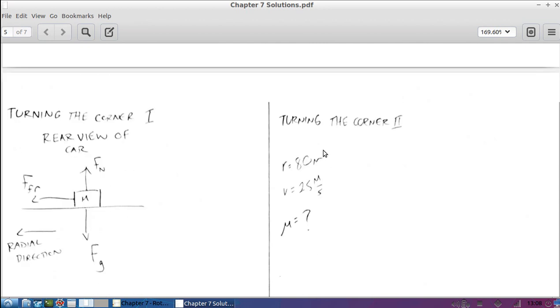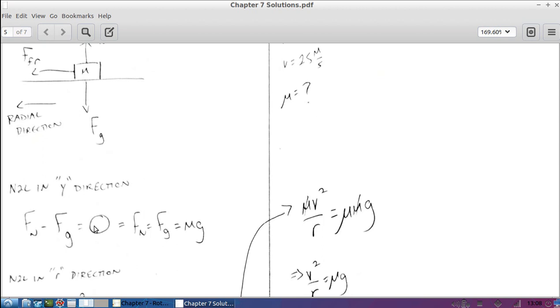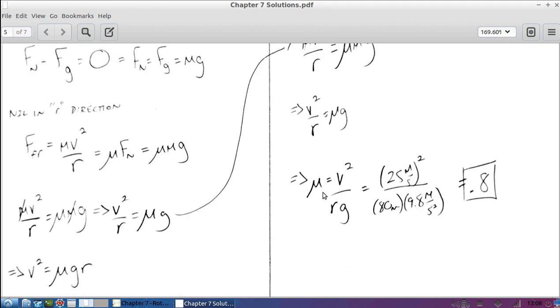So it's nearly identical, right? It's the same type of problem, same free body diagram. Newton's second law in the y direction and the r direction are both the same, okay? So I still have the same relationship, right? V squared over r equals mu times g.